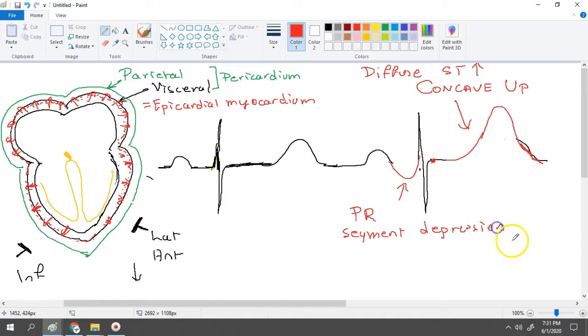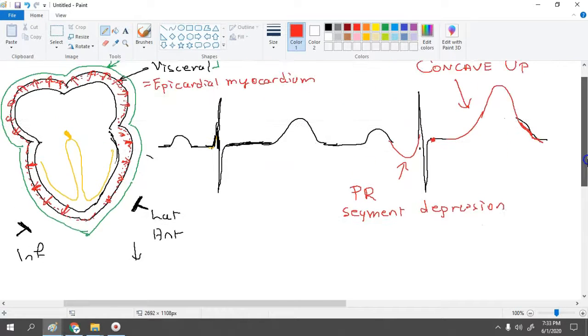So these are the findings that you will have in early pericarditis. Diffuse ST elevation with concave up and PR segment depression are the ECG findings in early pericarditis. This corresponds to the point where you can hear the pericardial rub, and to the point where the patient comes to you with the sharp pricking pain. So those are the findings in early pericarditis.